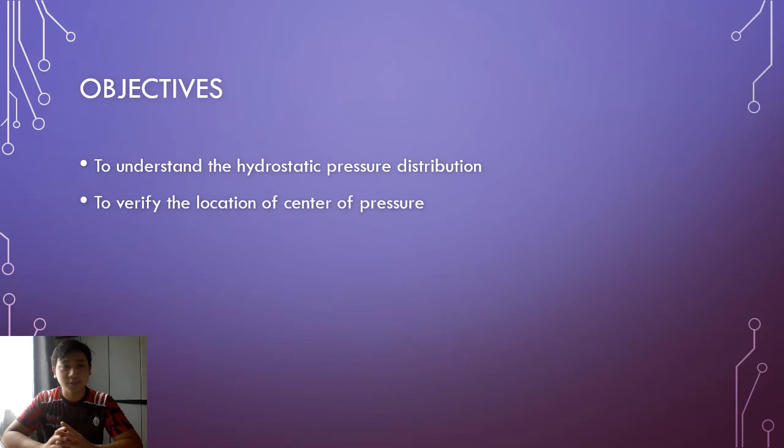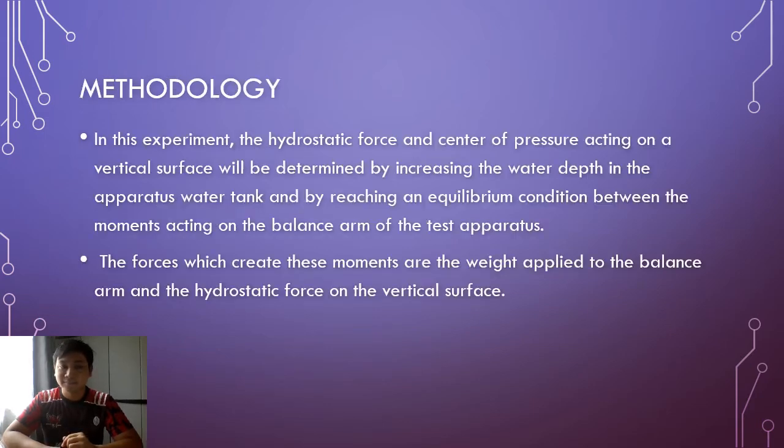The objectives of this lab are to understand the hydrostatic pressure distribution and to verify the location of center of pressure. The method of the experiment is that the hydrostatic force and center of pressure acting on a vertical surface will be determined by increasing the water depth in the apparatus water tank and by reaching an equilibrium condition between the moments acting on the balance arm of the test apparatus.